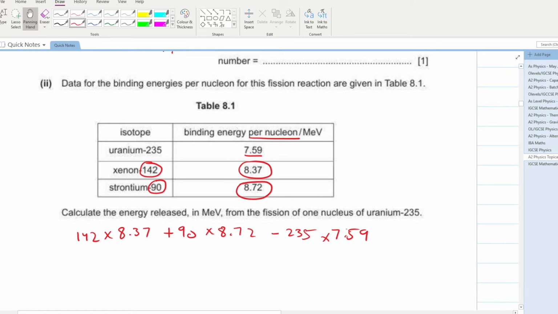Let's calculate it. 142 into 8.37 plus 90 into 8.72 minus 235 into 7.59. This comes out to be 189.7 mega electron volts. Let's check the marking scheme as well, whether we have done it correctly or not.